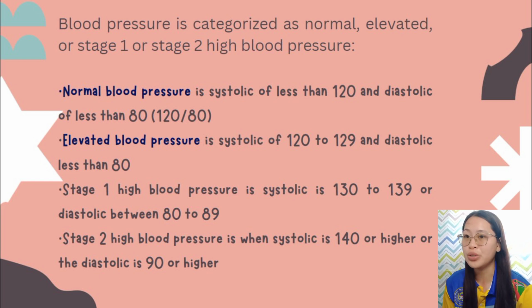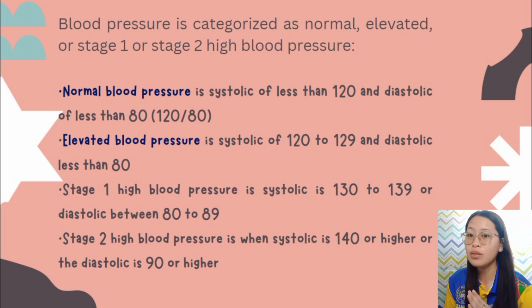And elevated blood pressure is systolic of 120 to 129 and diastolic less than 80. So, stage 1 high blood pressure is systolic of 130 to 139 or diastolic between 80 to 89. And stage 2 high blood pressure is when systolic is 140 or higher or the diastolic is 90 or higher.